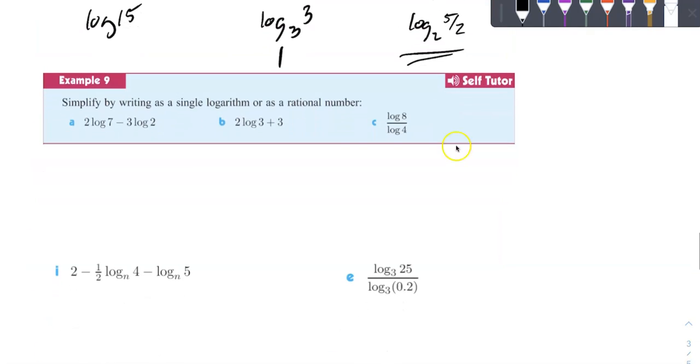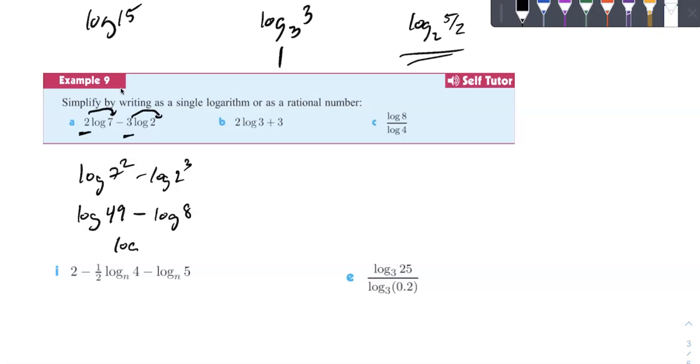Next one. Simplify by writing it as a single log or rational number. So again, we're going to write as a single log. Now this one has a number in front, so we have to move this up first before we write it as a single log. Before we combine, we have to move those up. So I get log of 7 squared minus log of 2 to the third. If we simplify this, log of 49 minus log of 8. And then log of 49 divided by 8.